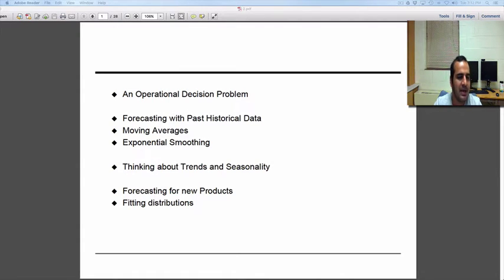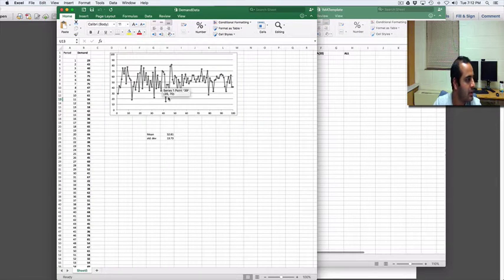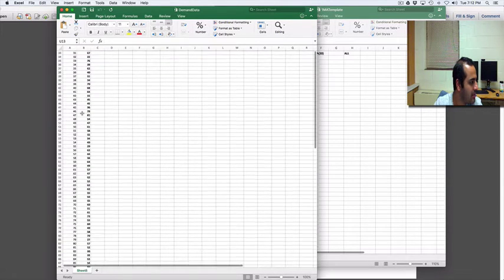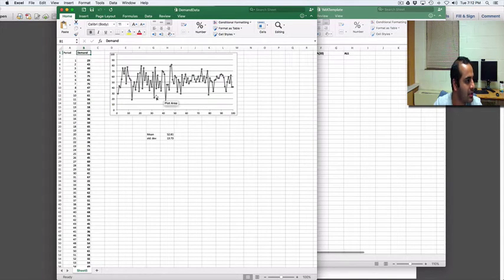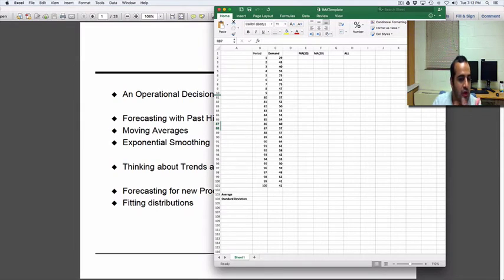Recall our past demand data. We had 100 periods and we observed data throughout them. Let me pull that up here. So this was our data set. There are 100 periods and each has a demand value, and I plotted those and put them in the slides earlier.